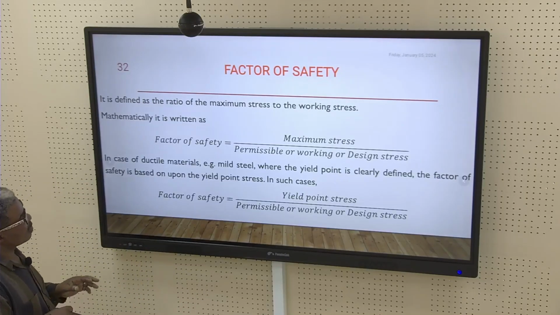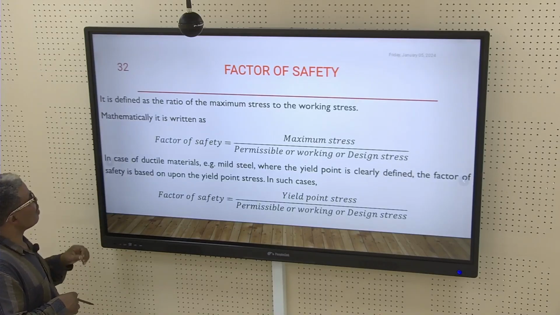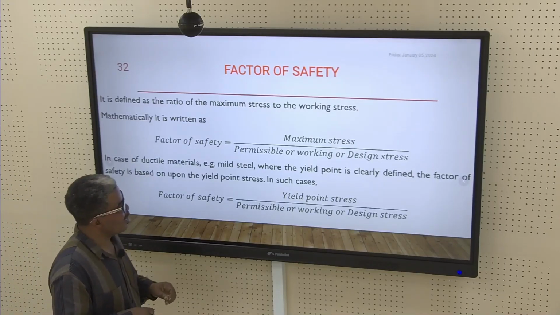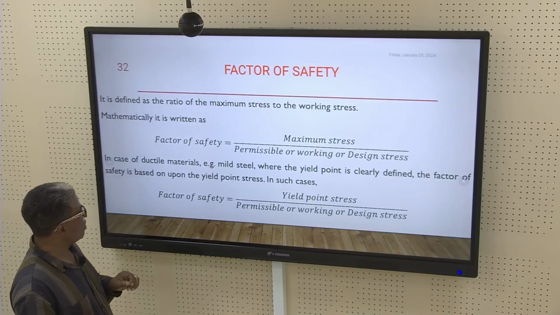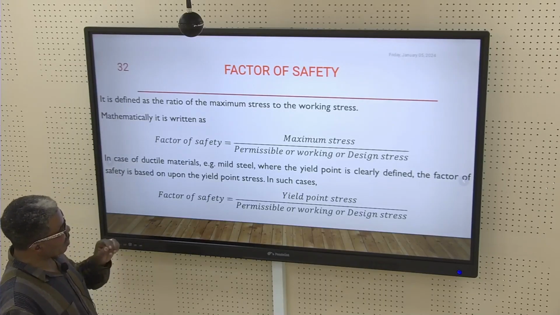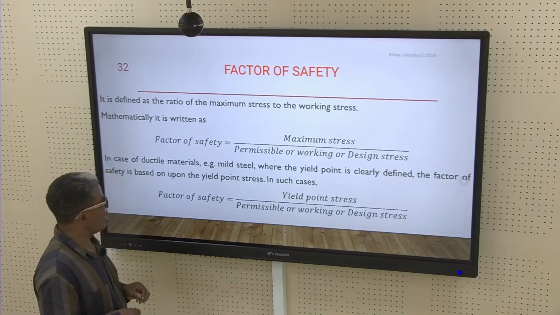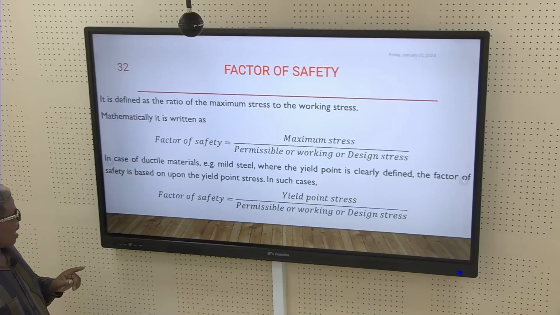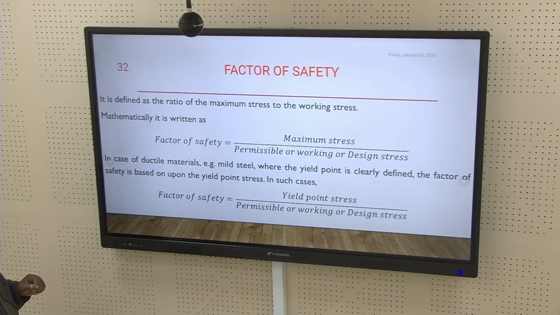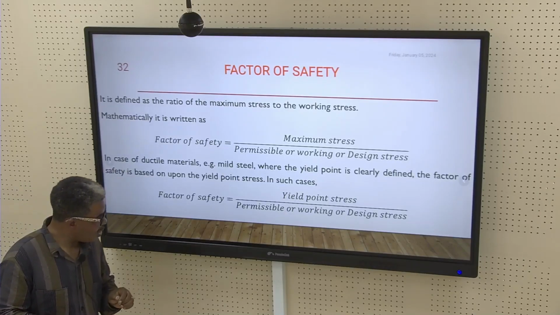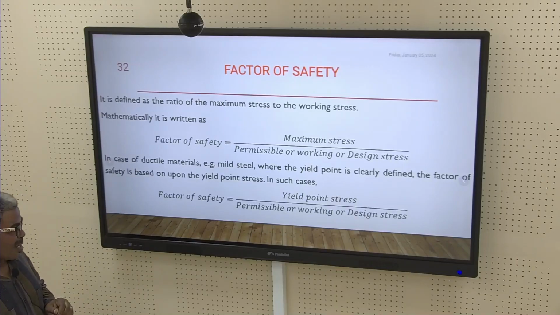We would also like to focus on the so-called factor of safety. This is defined as the ratio of the maximum stress to the working stress. Mathematically, it is written as maximum stress over the permissible, working, or design stress. In case of ductile material, for example mild steel, where the yield point is clearly defined, the factor of safety is based upon the yield point stress. In such cases, the factor of safety is equal to the yield point stress over the working stress, design stress or permissible stress.